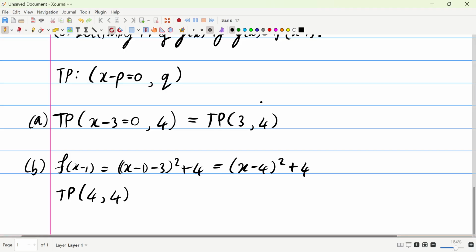Nothing changes for that. Okay, it's nothing too crazy. This is just indicating the shifts when it comes to either horizontal or vertical style within parabolas.